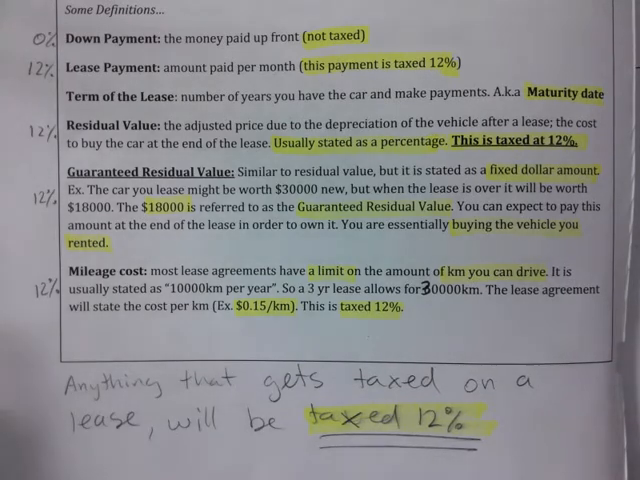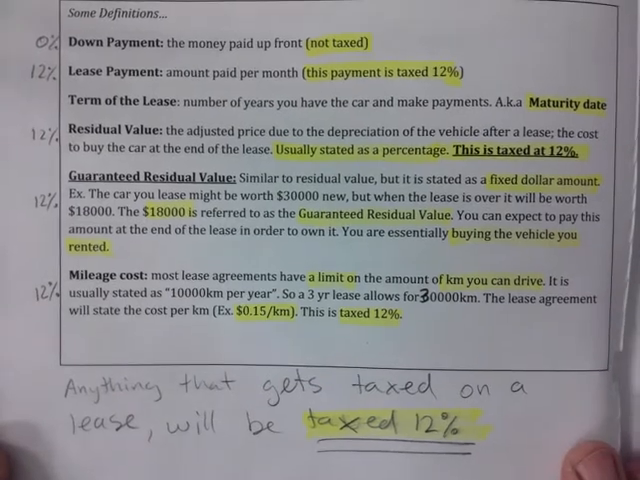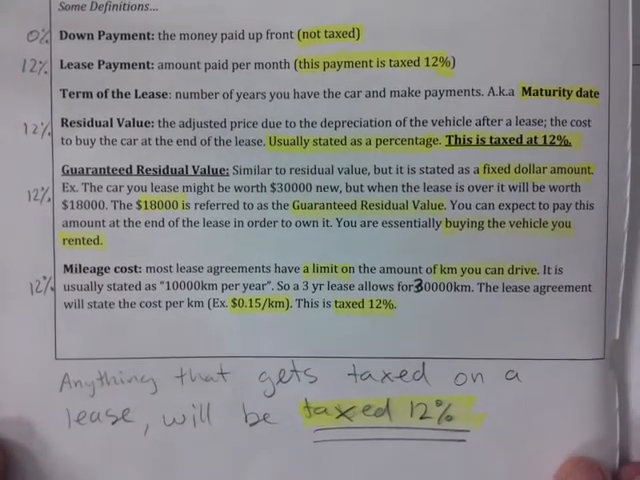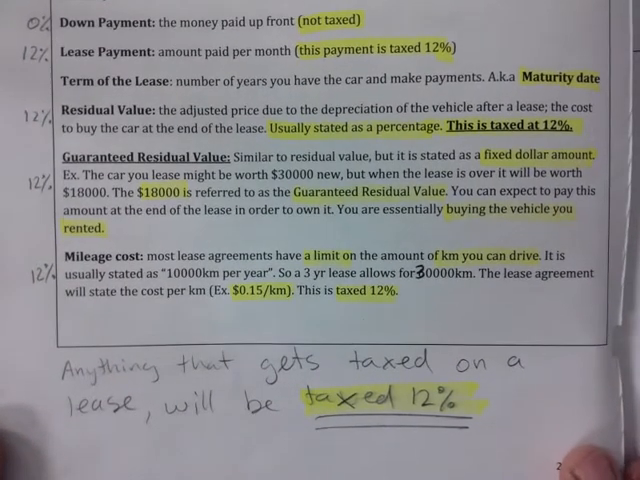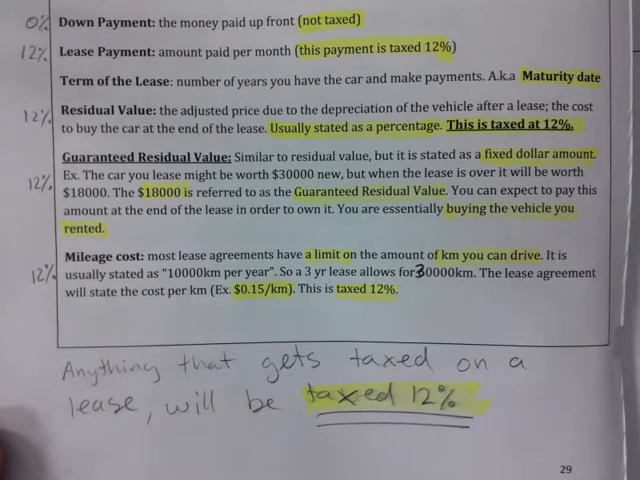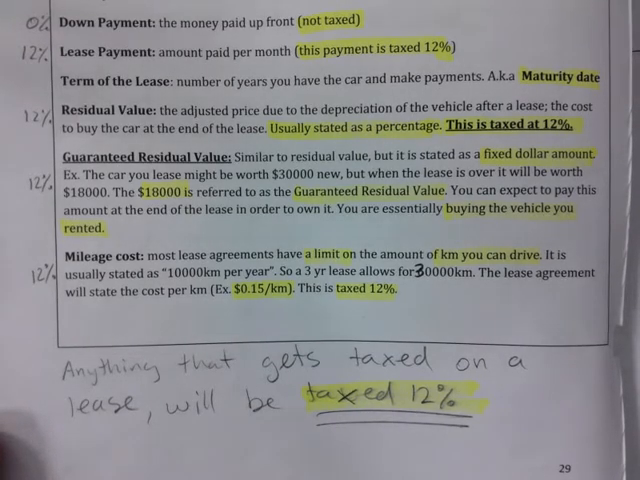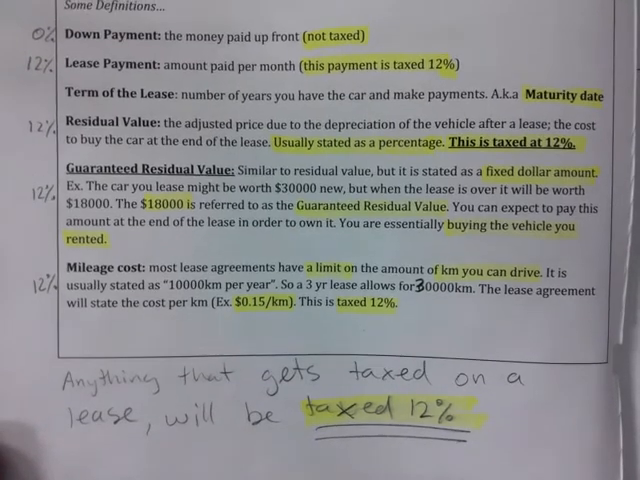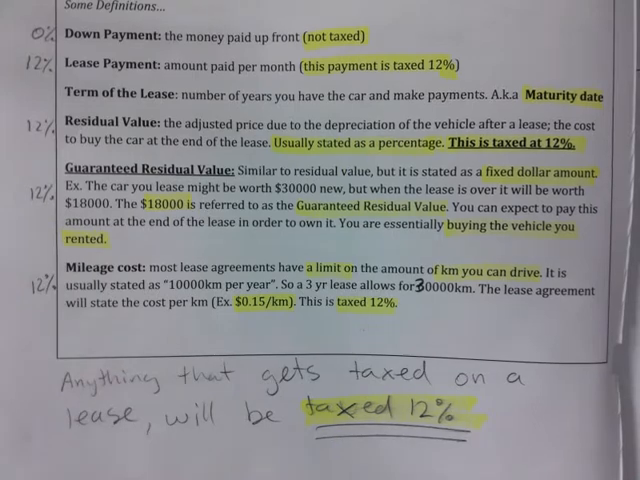So again, leasing, it's a long-term rental basically. Anything that gets taxed in this particular subsection, right, called leasing, is always taxed 12%. That should be something that you remember: leasing, 12%, leasing, 12%, right?